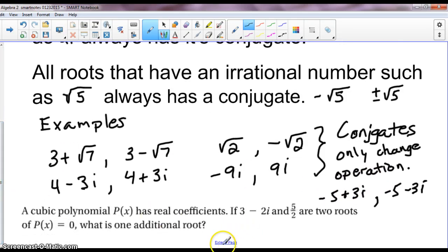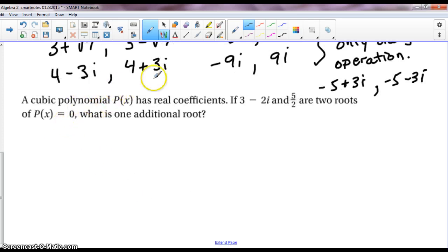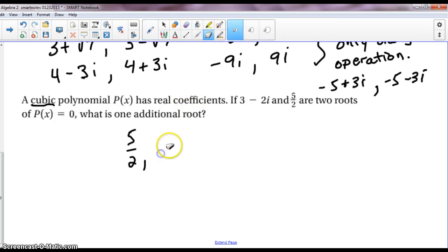So let's take a look at an example here. It says a cubic polynomial has real coefficients. What you really need to know is that it's a typical polynomial. So when you see this p of x has real coefficients, don't panic. It just means that it's a typical polynomial. So if 3 minus 2i and 5 halves are two roots of the polynomial, in other words, when you plug these two in, it's going to spit out a 0. What is an additional root? Well, we've got to find 3 because this is a cubic. So I already have 5 halves, and the other one is 3 minus 2i.